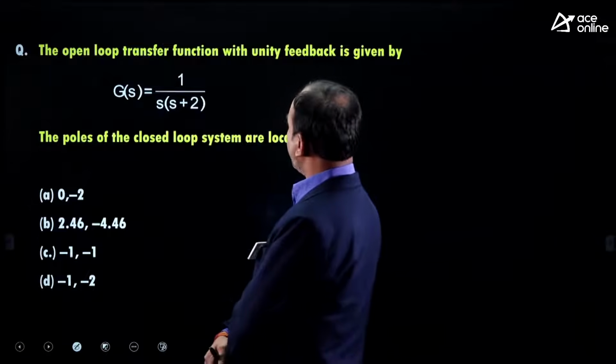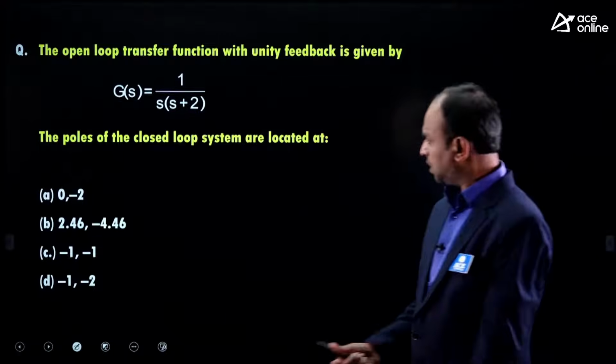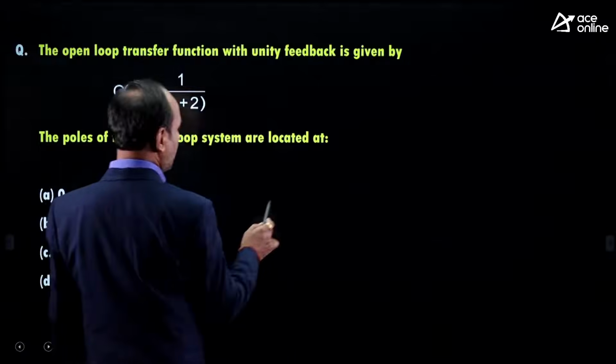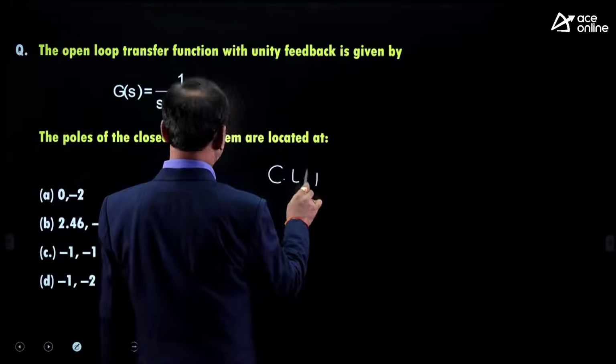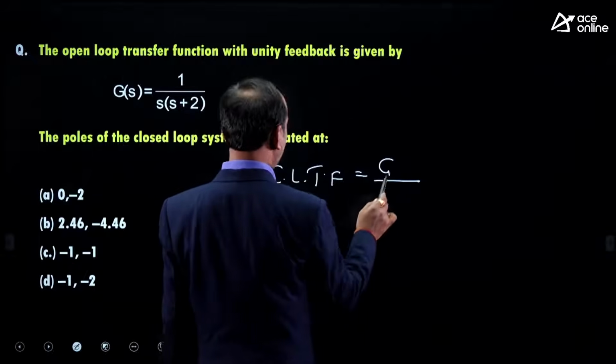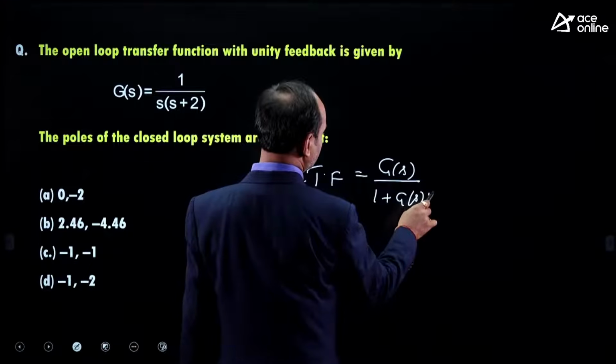Yes, the open loop transfer function is given. The poles of the closed loop system are asked. Now you know this open loop system is asked. Given the solution, what is the closed loop transfer function? Tell me. Closed loop transfer function equals G(s) upon 1 plus G(s)H(s).